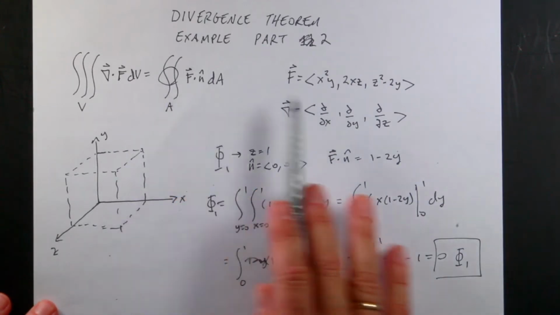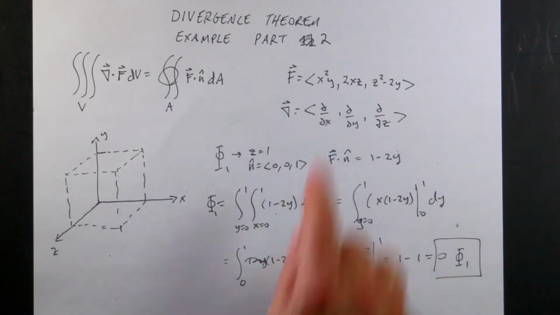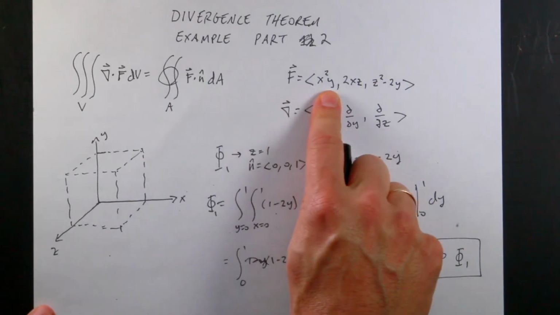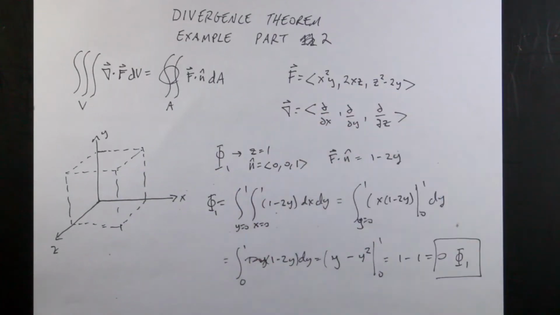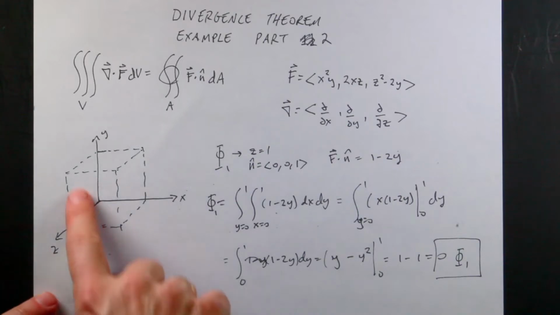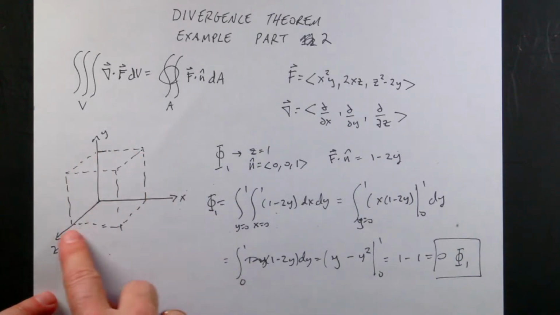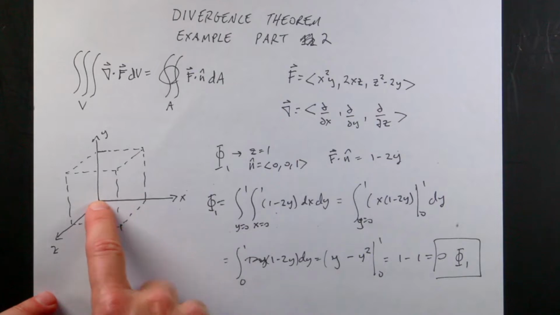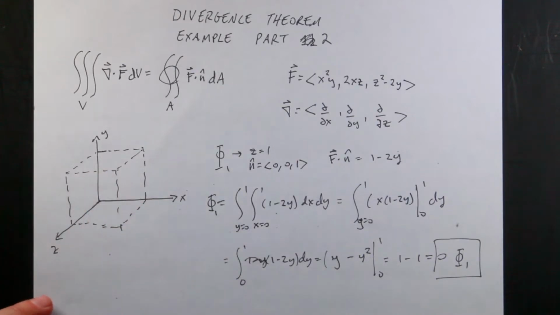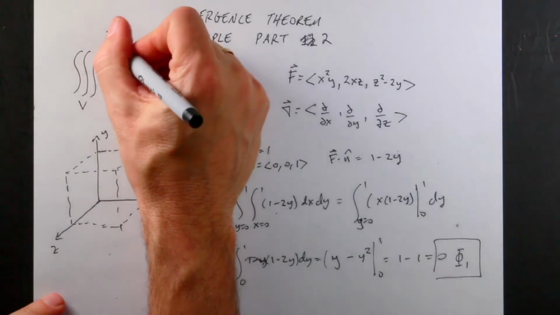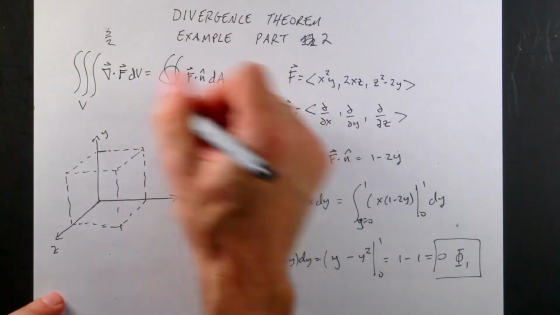I used the vector function x squared y in the x direction, 2xz in the y direction, and z squared minus 2y in the z direction. I just made that function up just for fun. Then I used this cubical surface that's 1 by 1 by 1, with one corner at the origin and the other at 1, 1, 1. I did the flux and all the things, and I found that both sides were 3 halves, so both sides work.